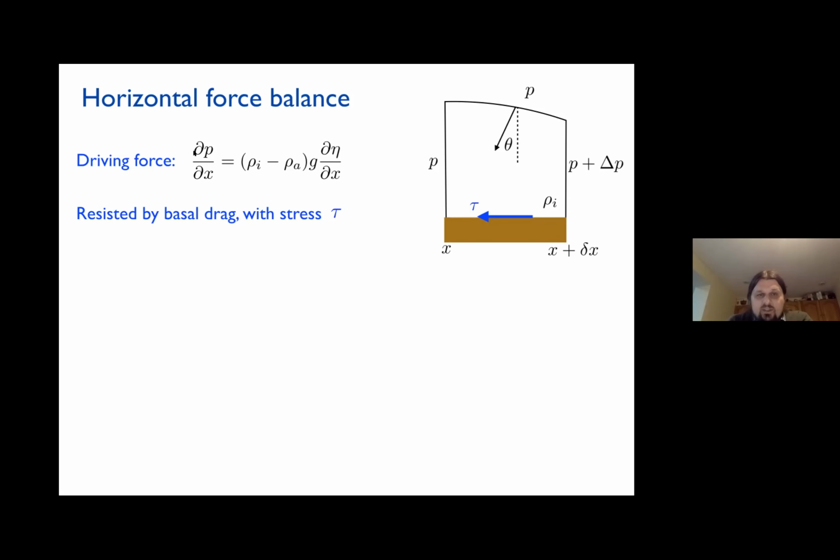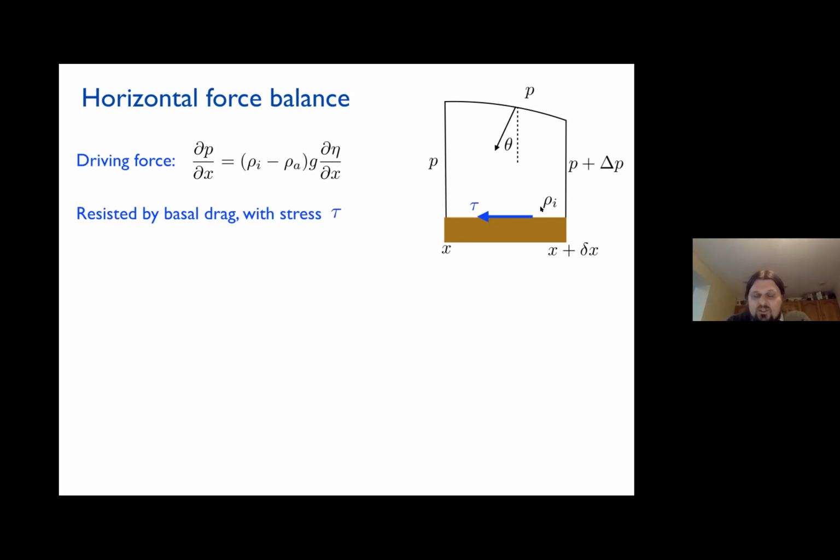And I should mention, this is a force per unit volume. So the densities in here, rho I and rho A, are the mass per unit volume. And then this is the force per unit volume. So we're going to put together the total picture for the force balance on this little infinitesimal slice of ice. So we've got high pressure to the left, low pressure to the right. So that's going to push the ice to the right.